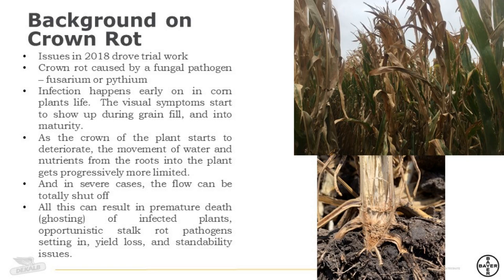And that premature death is what we refer to as ghosting of plants, and that's what you see there in the top right. It's really evident as you think about walking green corn or picking green corn and you see these random dead plants. That also then leads to opportunistic stalk rot pathogens setting in, ultimately yield loss, and standability concerns.